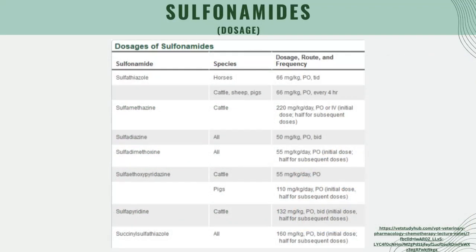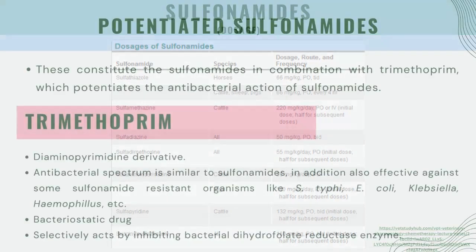Here is a table for the dosage of sulfonamides. The first column indicates the type of drug, the second column is for the species, and the third column is the dosage, route, and frequency.